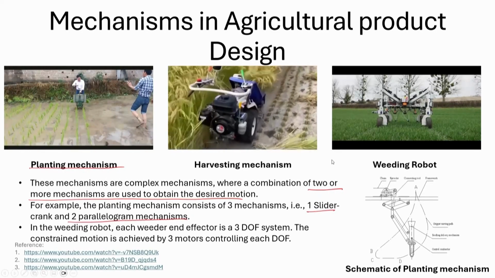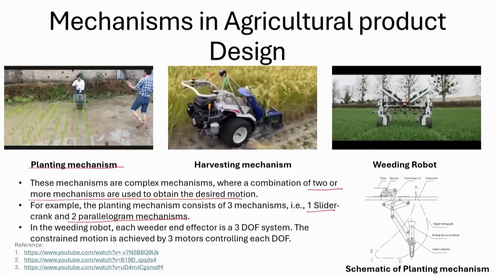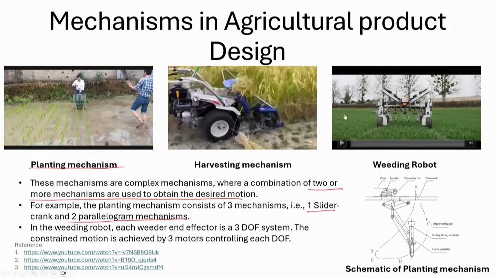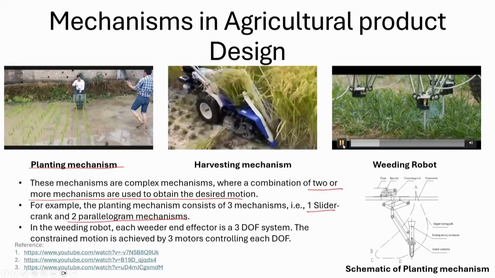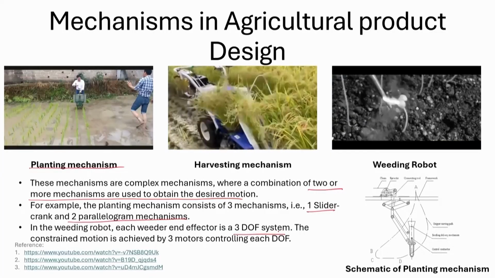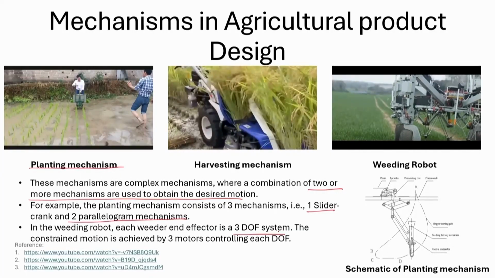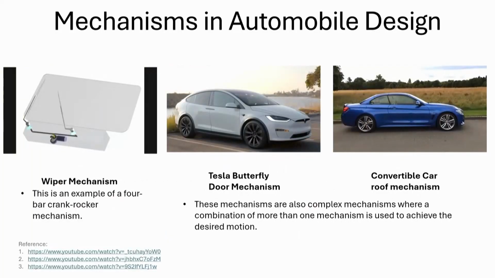And look at the harvesting mechanism, another example of a complex system. Again, look at the other one, the weeding robot, and you can see here that each weeder end effector is essentially a 3-DOF system. The constrained motion is achieved by 3 motors controlling each degree of freedom of the system. So, these are some of the mechanisms based on the simple mechanisms we have talked about, but many of them together create a more complex one.